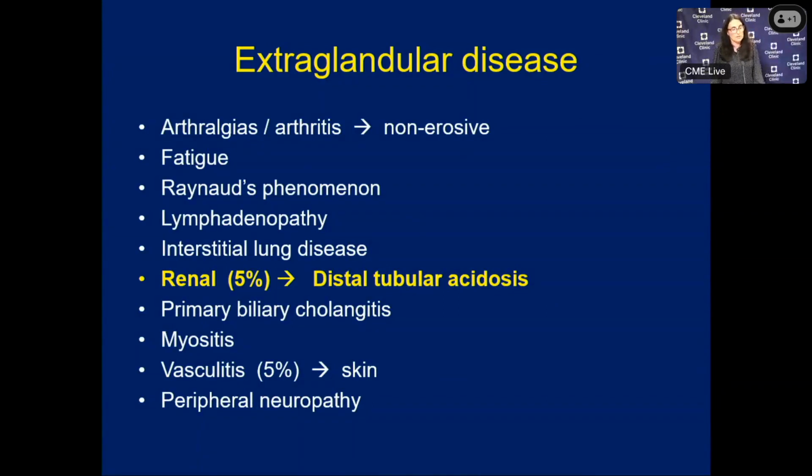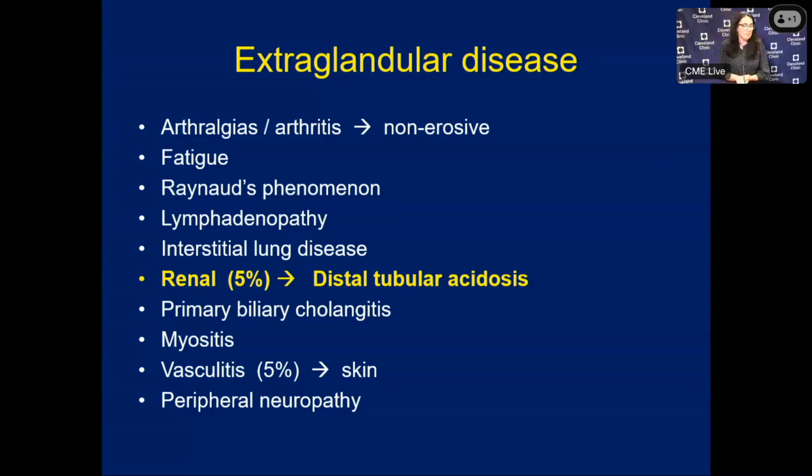Raynaud's phenomenon is also common, usually not associated with fingertip ulcers. Lymphadenopathy is present in a good number of patients, and interstitial lung disease can be seen. Renal involvement is not common, but typically is of a distal tubular acidosis. That's just an important point to remember since it's frequently seen in questions.